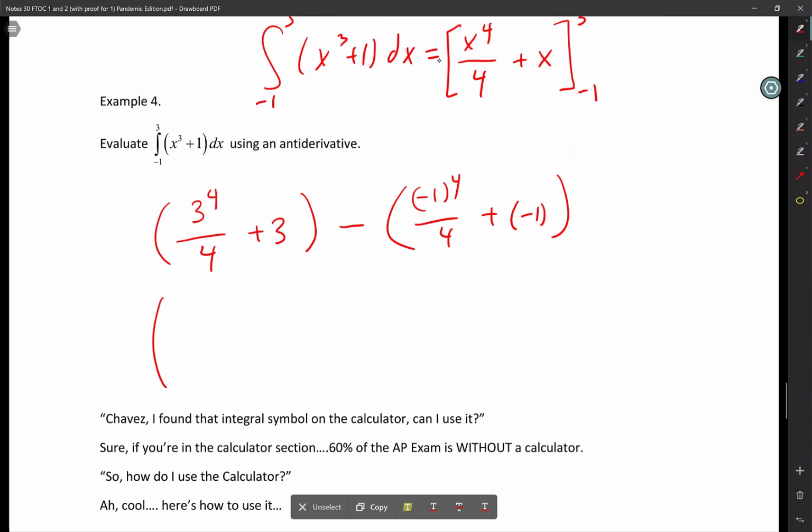Let's see, 3 to the 4th. Have we done this one before? Okay, what do we get as an answer? Okay, we have done it before on the last notes.